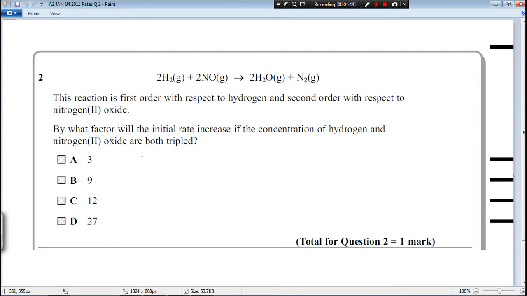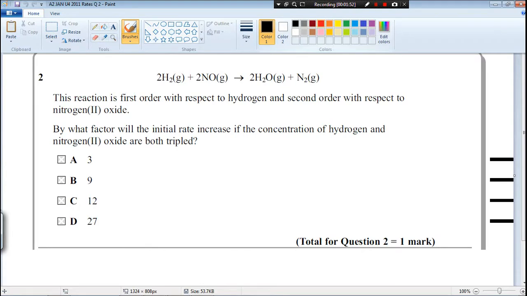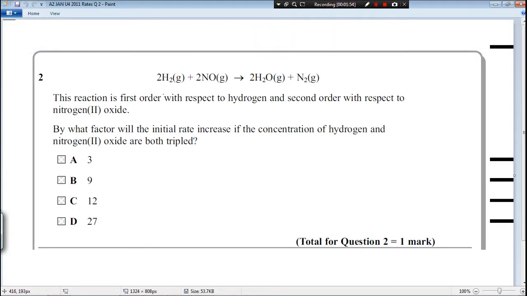Well, it seems really tricky, right? But it's really easy if you think the other way around. Let me use this red pen for you to understand. Let us first mark some of the key important information. Here the order of hydrogen is first order, and here the nitrogen 2 oxide order is second order. We will need this later on.